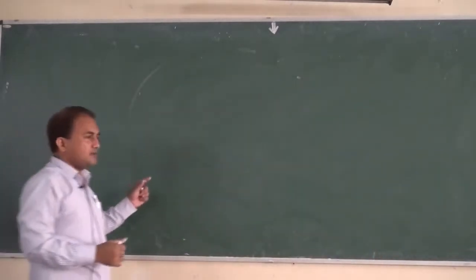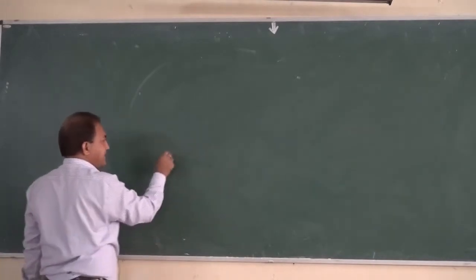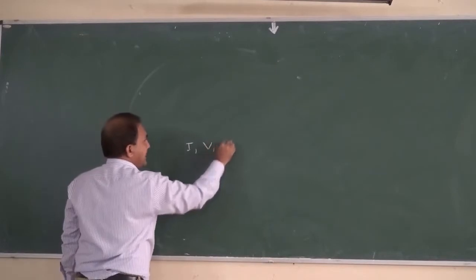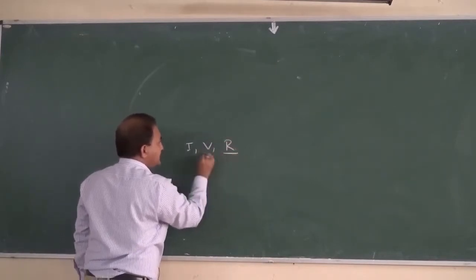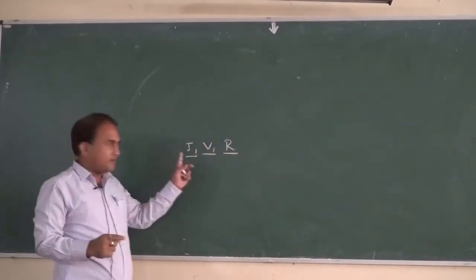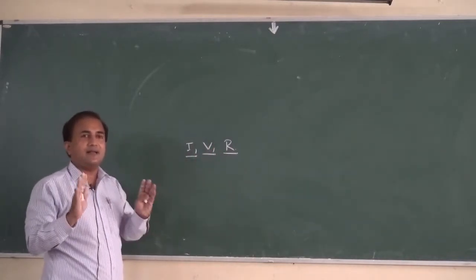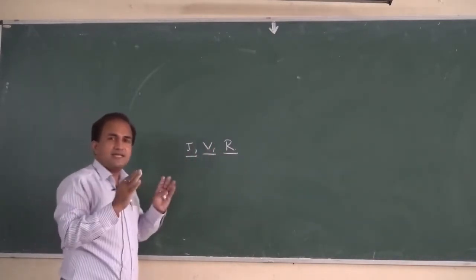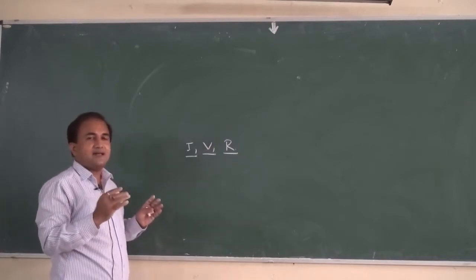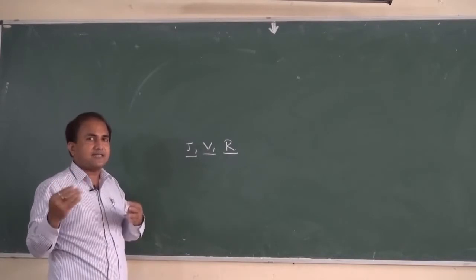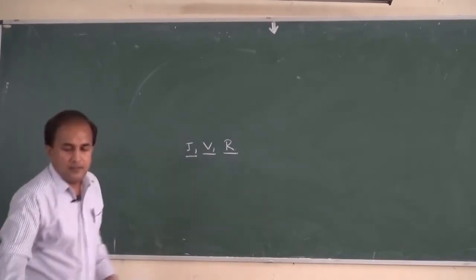A multimeter can be used for the measurement of current, for the measurement of voltage, and for the measurement of resistance. That is why it is known as a multimeter. Through this equipment we can measure many electrical or electronics quantities.